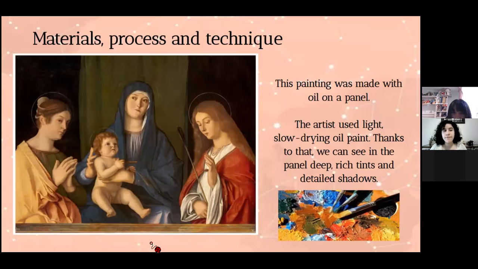Finally, for this painting, we have the materials, process, and technique. We found out that this painting was made with oil on a panel, and Bellini used light, slow drying oil paint, and thanks to that, we can see in the panel deep, rich tints and detailed shadows.